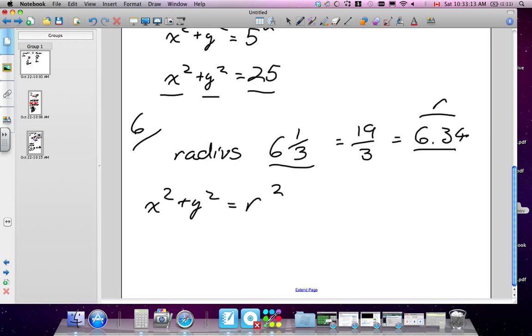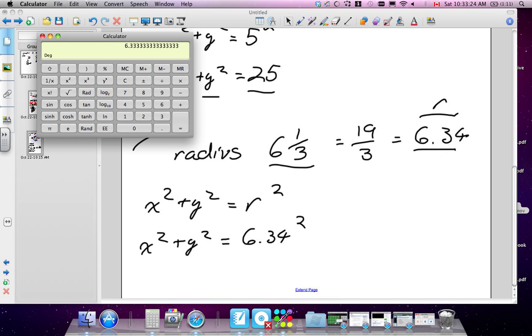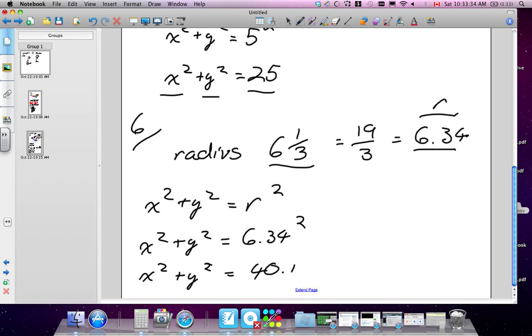So I get x squared plus y squared is equal to 6.34 squared. I'm going to square that number on my calculator. 40.1 forever, so we'll round that again. So we get x squared plus y squared equals 40.11. That's it. Does that one make sense?